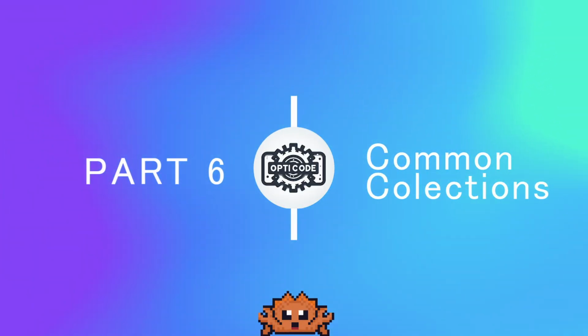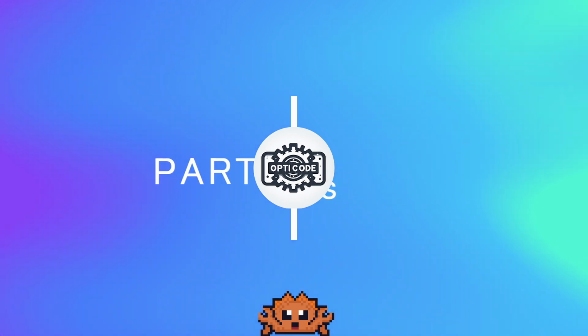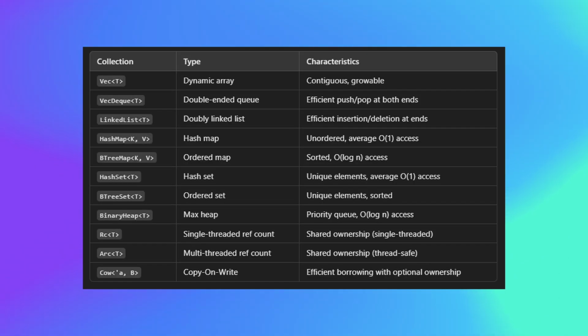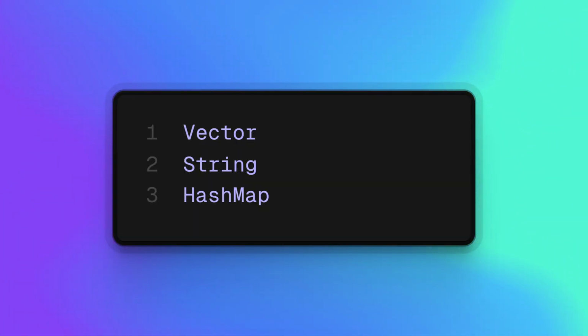In this video, we will be looking at some common collections in Rust. So the Rust standard library includes a number of useful data structures, which we call collections. Among those, we will be looking at vectors, strings, and HashMap.